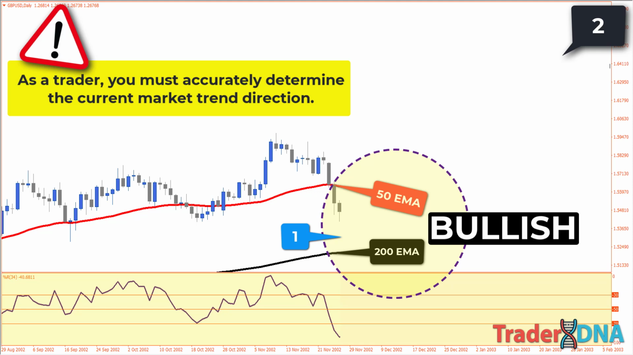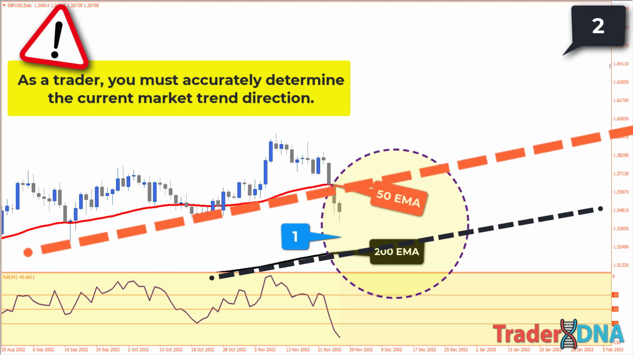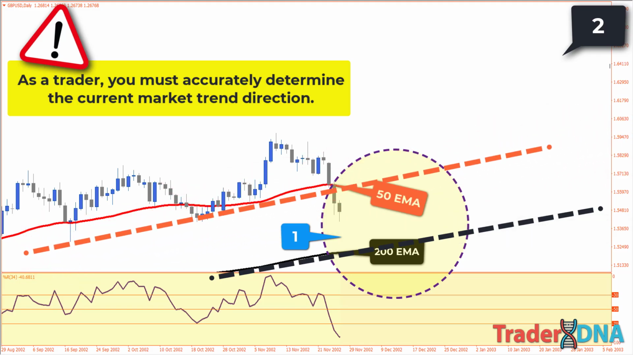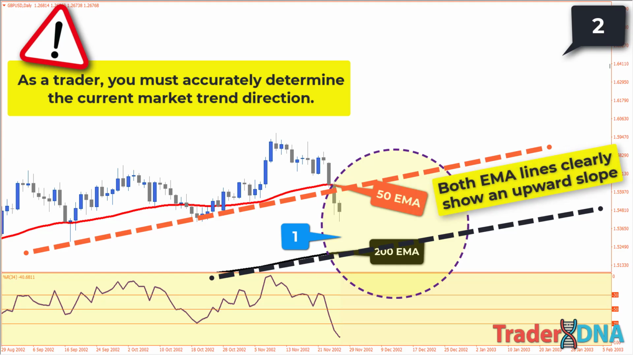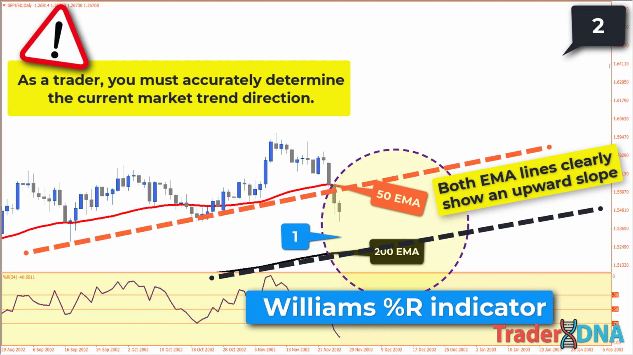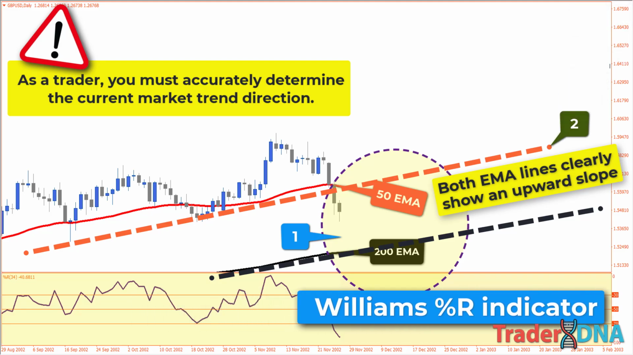The way to do this is by observing the slope of the 200-period EMA and the 50-period EMA lines. If the 50-period EMA is above the 200-period EMA, and both EMA lines clearly show an upward slope, then the market is currently in a bullish condition with strong optimism. Now, it's time to shift our focus to the Williams %R indicator, which serves as the primary momentum indicator. This brings us to the next step in our momentum indicator strategy.